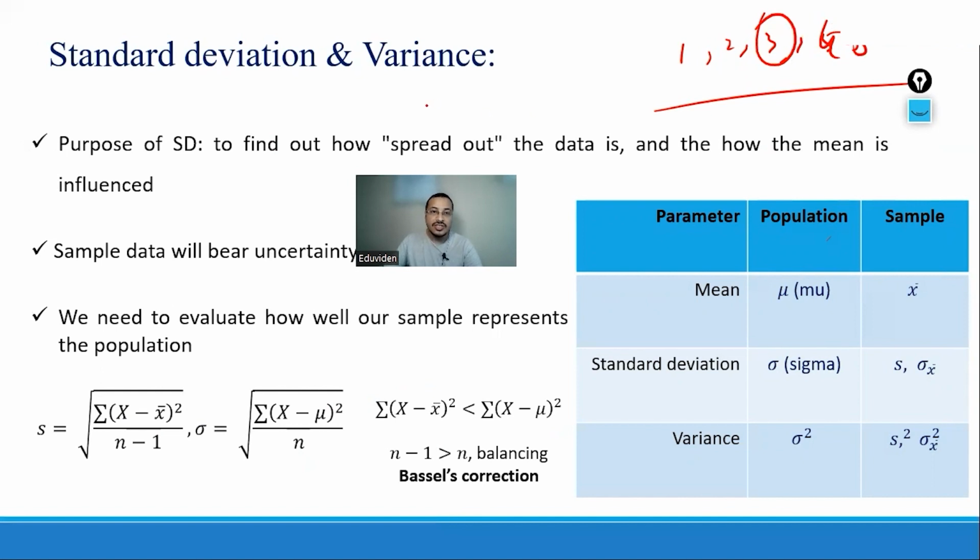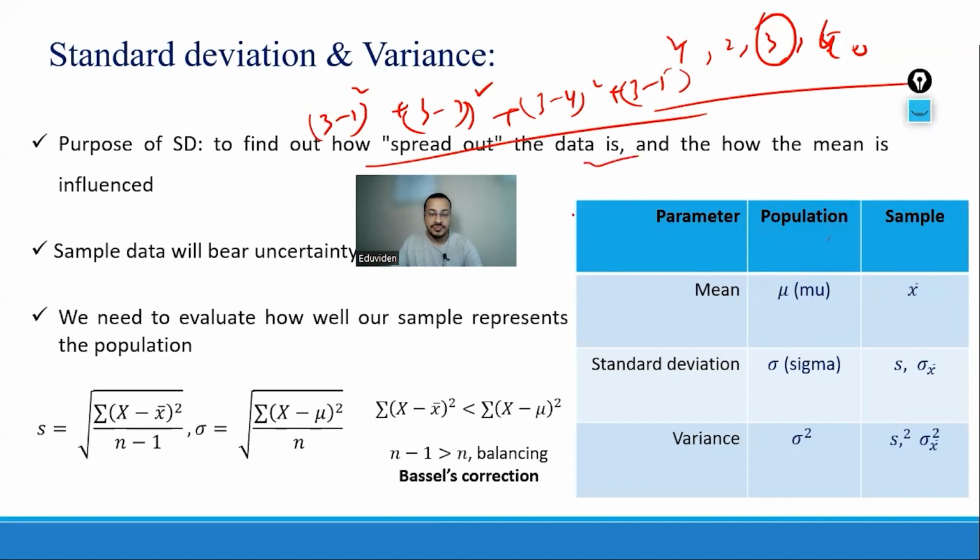The mean is 3. So we compute 3 minus 1 whole square plus 3 minus 2 whole square. 3 minus 3 whole square will be 0. Plus 3 minus 4 whole square plus 3 minus 5 whole square. So we're checking each and every data point, 1, 2, 3, 4, 5: how is it deviating, how is it different from the overall average of my data points? That is called deviation.